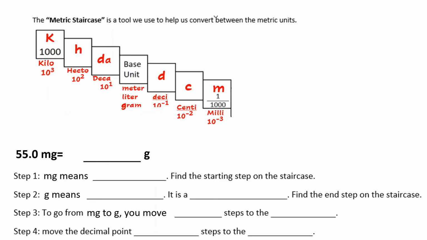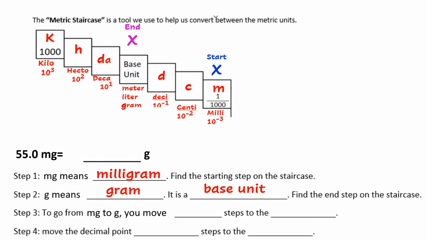This question asks us to convert from 55.0 mg to g. Step 1 is identifying the starting unit. Mg means milligram. Let's find it on the staircase and mark it with a blue X for our starting point. The desired unit is g, or gram, which is a base unit. Let's find that on the staircase and mark it with a purple X for the end point.